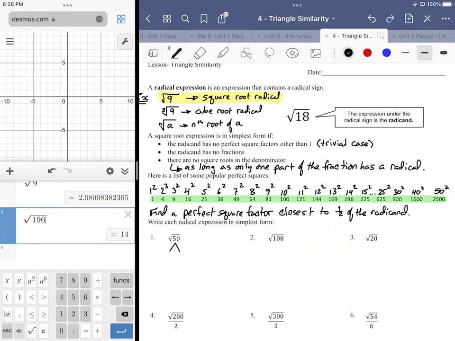But the closest perfect square factor to half the radicand, in this case, actually happens to be half the radicand. The number 25 is a perfect square. So the square root of 25, if I can get a dang radical to show up, you know what I'm going to do? Copy and paste.